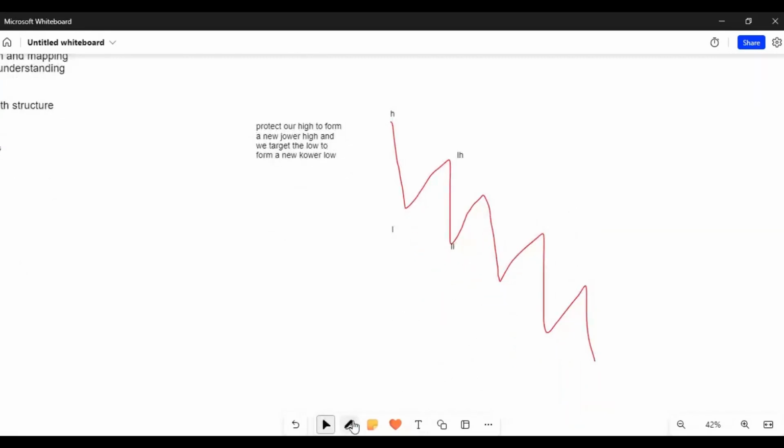Same thing happens, right? We're having price move from this high to this low, then it reverses upwards, right? So after reversing upwards, it forms a swing point or a new lower high. Now from here we target the previous low and we take it out. As you can see, when we take it out, we form a new lower low. After forming a new lower low, price reverses.